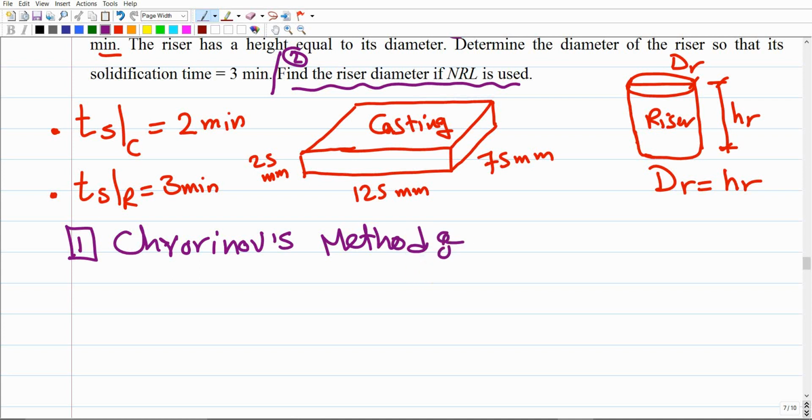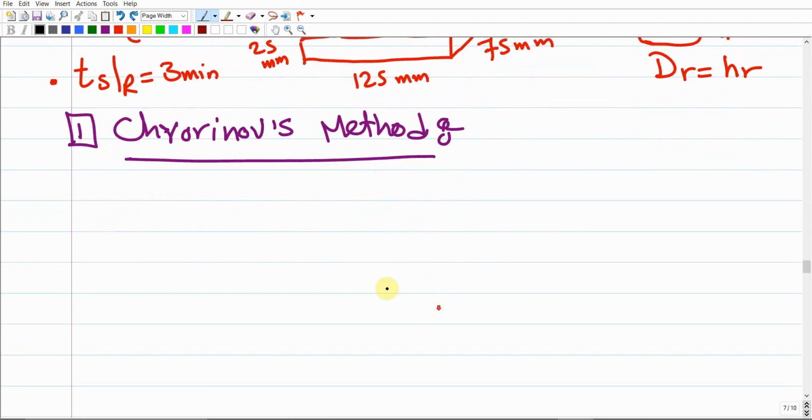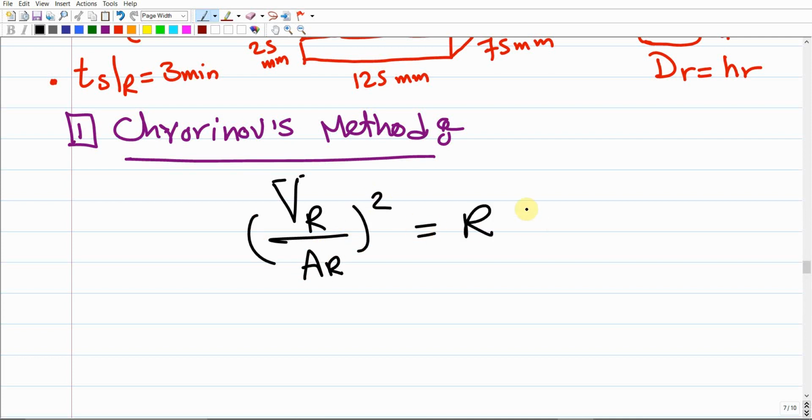Make use of the solidification time that's already given to us. According to Chvorinov's method, the volume of the riser divided by the surface area of the riser squared should equal R times the volume of the casting divided by the surface area of the casting squared, right?